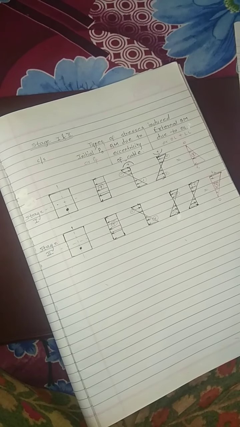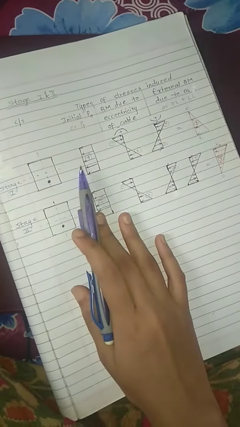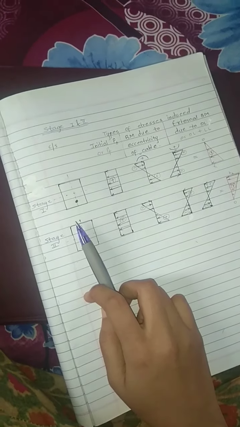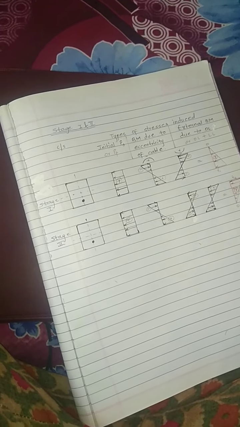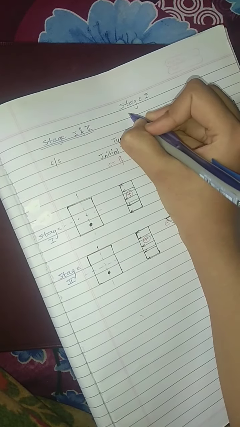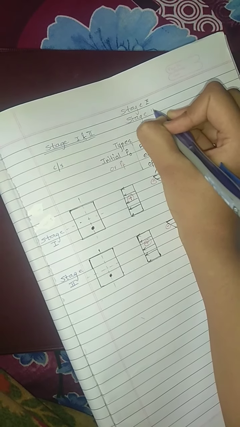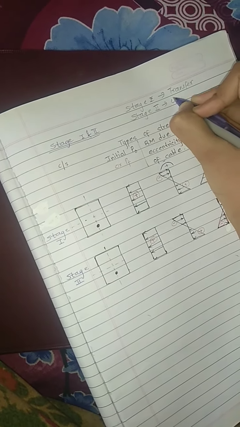Today I am going to explain about stress analysis in pre-stressed concrete beam. Pre-stressed concrete sections are analyzed for stresses at two stages, stage 1 and stage 2. Stage 1 is the transfer stage and stage 2 is under working loads. This is at transfer and stage 2 is under working loads.